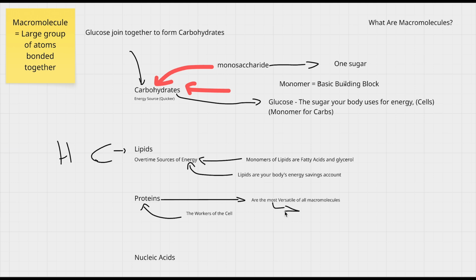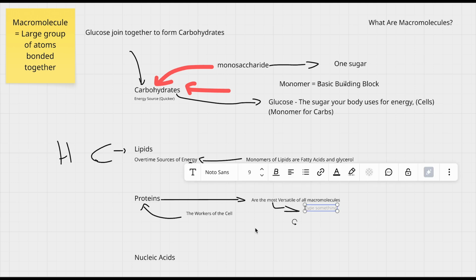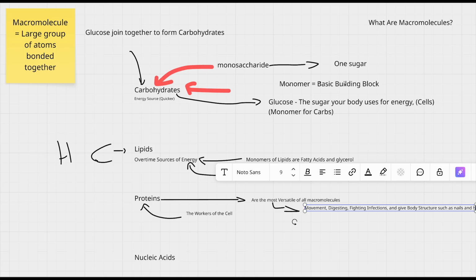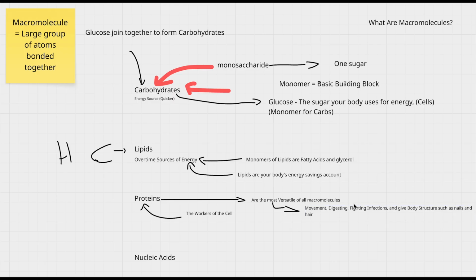And let's give some examples that I just stated. We could say that they help you with movement, digesting, fighting infections, and give body structure, such as nails and hair. This is a really important idea of what we can think about what proteins are, and there's some more to this, so let's keep going.